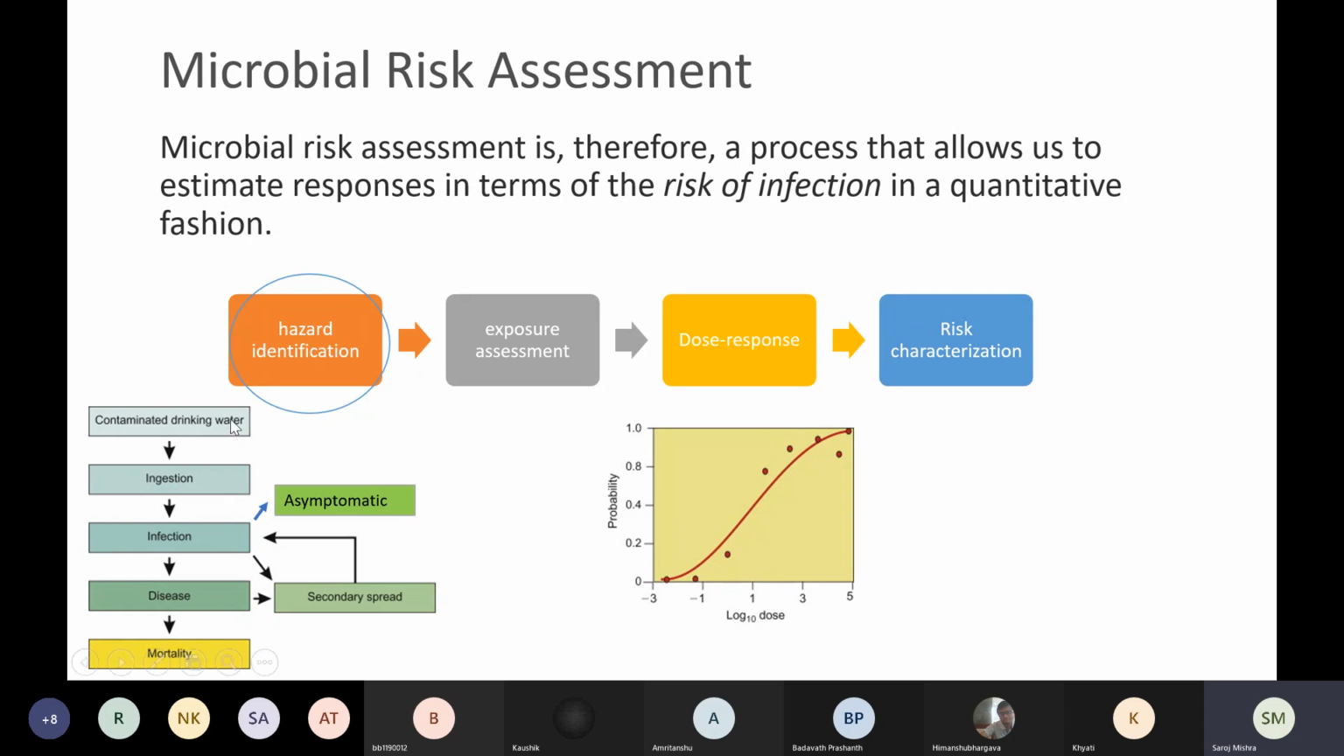For example, somebody takes contaminated drinking water, it is ingested, and there is infection. However, the person could be asymptomatic, like when you saw the coronavirus, there were people who were carrying this infection, they were exposed, they were carrying the infection, but there was no manifestation of it. So there is a distance between the exposure, the infection, the clinical symptoms, and finally the mortality. So in a microbial risk assessment, a lot of these factors also have to be figured in order to arrive at the final mortality number.